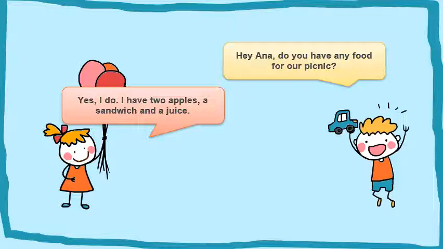Okay, pupils, do you realize there are 3 items mentioned there? Or 4 items. We have 2 apples, a sandwich, and a juice. So what are they? They are foods. We will be talking about food, glorious food.